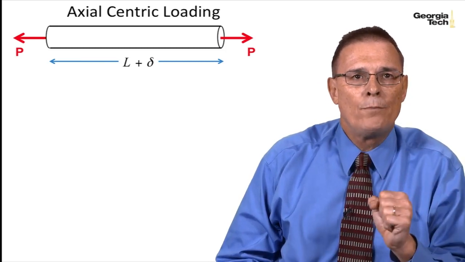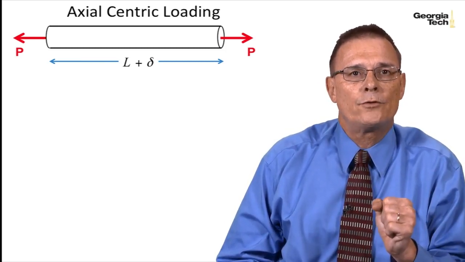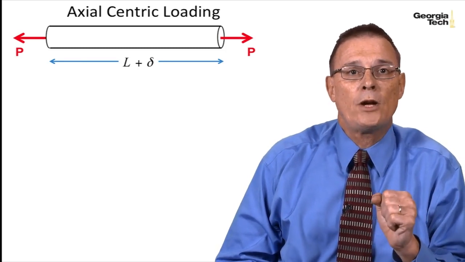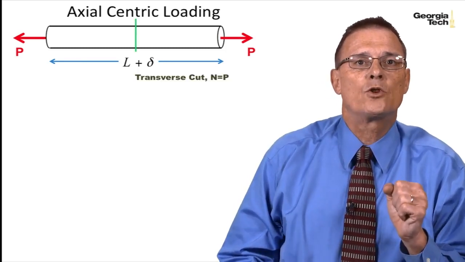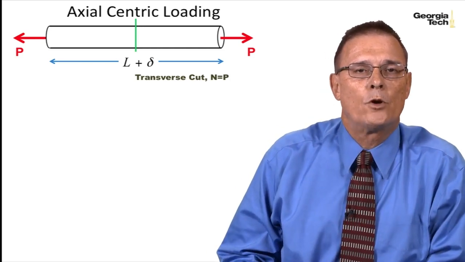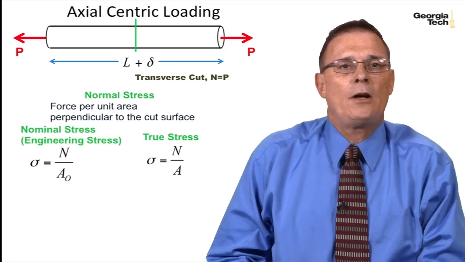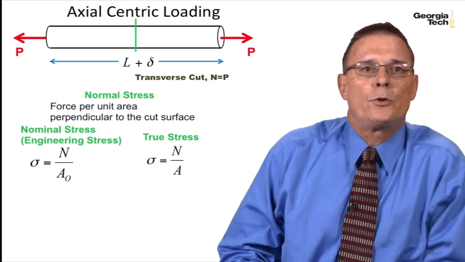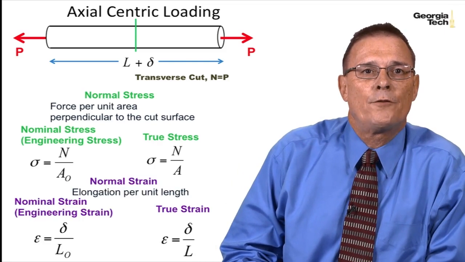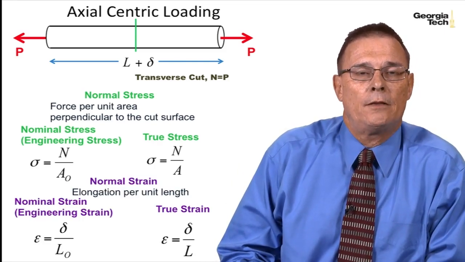So as a review, we looked at axial centric loading, where we applied an external force to a member. It stretched out and became longer in length. We did a transverse cut, and we found out that the normal force was equal to the external force. And we talked about concepts of stress, or force per unit area perpendicular to the cut surface, and strain, which was elongation per unit length.